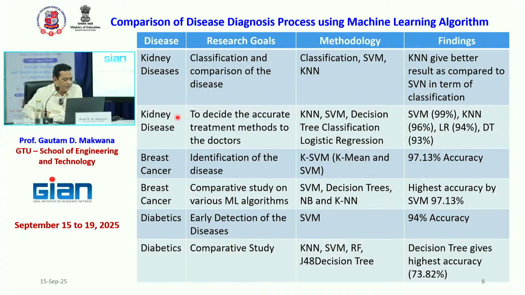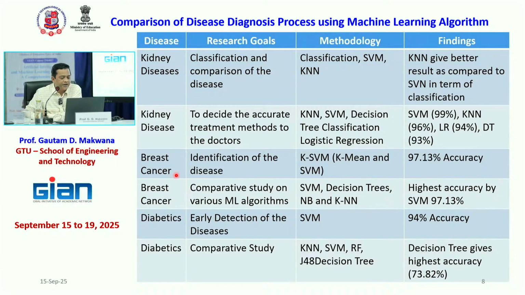Another one is also kidney disease, to decide the accurate treatment method for doctors, so this is from the doctor's point of view. They used different algorithms here: KNN, SVM, decision tree classification, and logistic regression. Here SVM gives the highest accuracy, about 99%, compared to the others, where KNN gave 96%, logistic regression gave 94%, and the decision tree gave 93%. So here you can get an idea of how to select the algorithms.